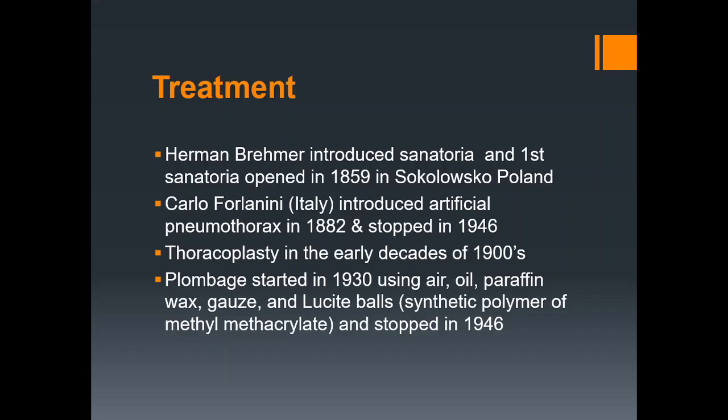What about the treatment of tuberculosis? The first anti-TB drug was introduced in the middle of the 20th century. Before that, there was no effective treatment. Brehmer in Germany introduced the sanatoria, where they isolate the patient in certain parts of the country. They provide them with good food, hoping that their immunity will improve and they will overcome the disease.